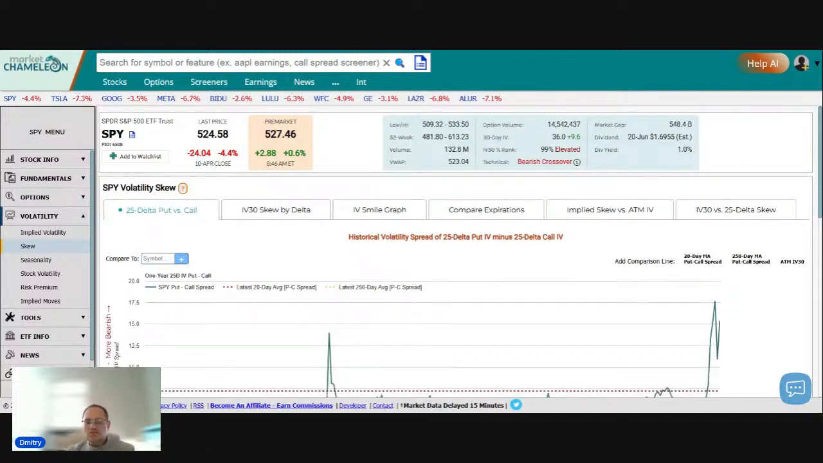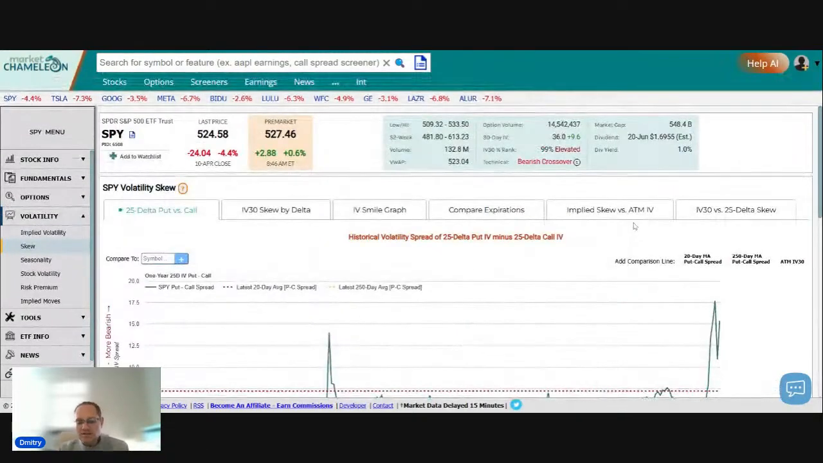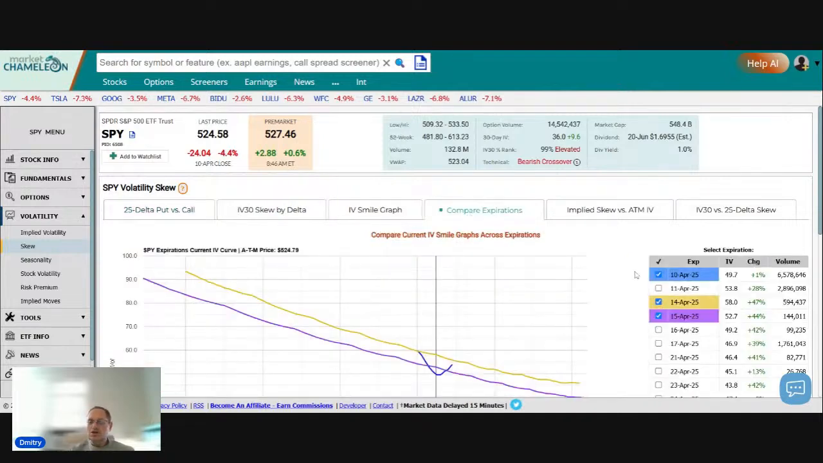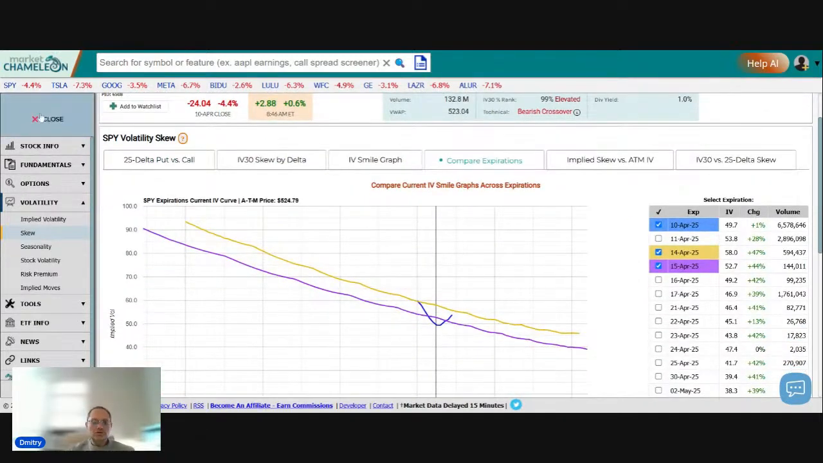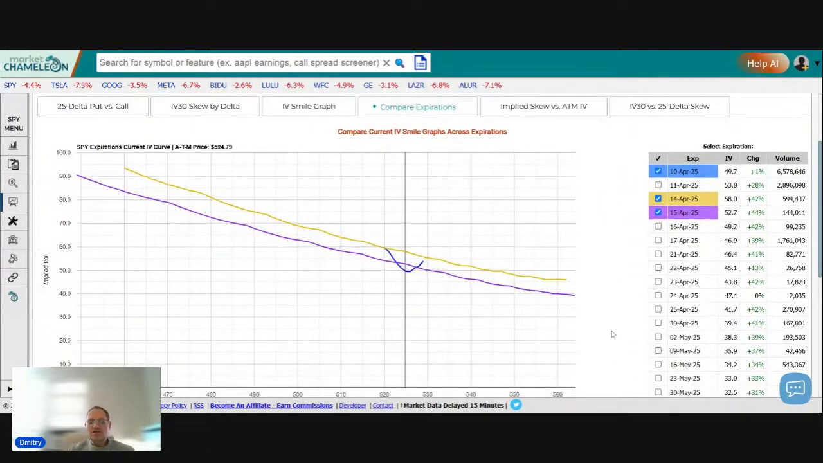When we come to this skew page, we have different tabs that allow us to analyze the skew from different perspectives. And we're going to click on this compare expirations tab. Okay, and let me just close this menu to expand our screen. And here we see this graph.